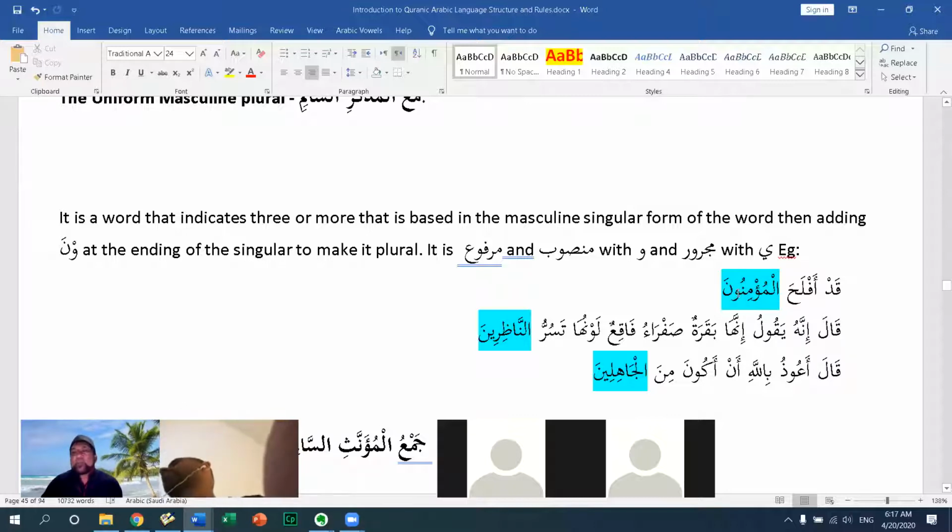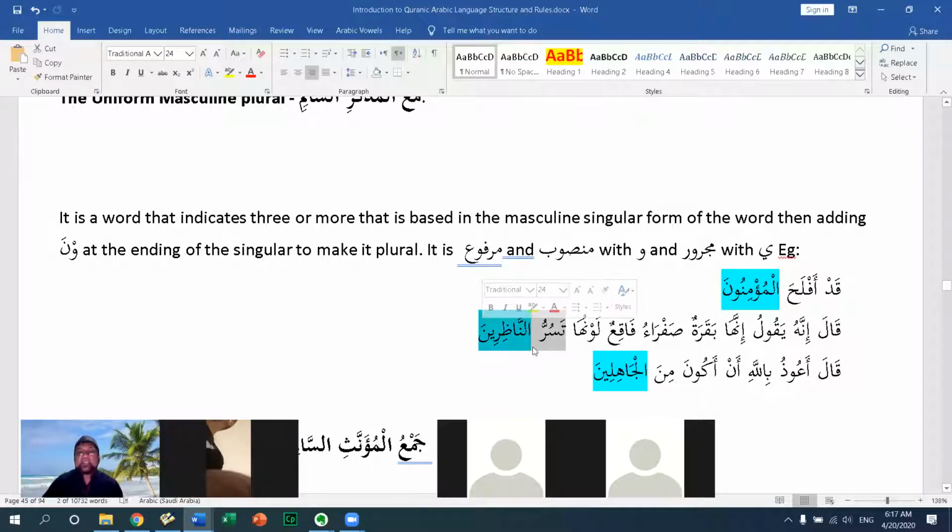So this is مرفوع بالضمة. قال إنه يقول إنها بقرة صفراء فاقع لونها تسر الناظرين. So we don't have to do i'rab of the entire sentence, but we do this part here. تسر الناظرين is also an additional sifa for the baqarah. It's an adjective, this sentence.